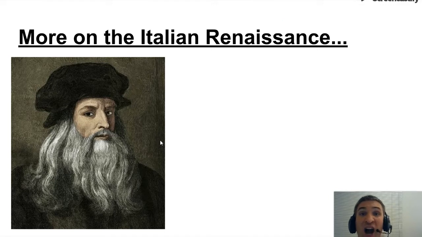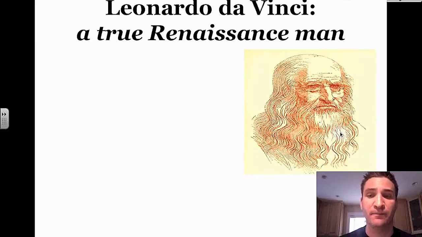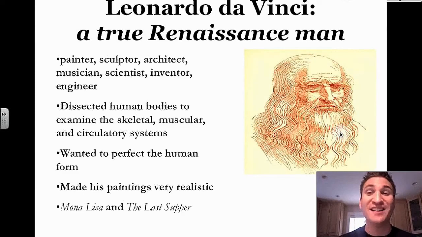Now, here's more on the Italian Renaissance and an Italian Renaissance figure, Leonardo da Vinci. Why is he a true Renaissance man? He's most famously known as a painter, the painter of Mona Lisa, but he was also a sculptor, an architect, a musician, a scientist, an inventor, an engineer. He did a lot. He was also really interested in the human body, in anatomy.